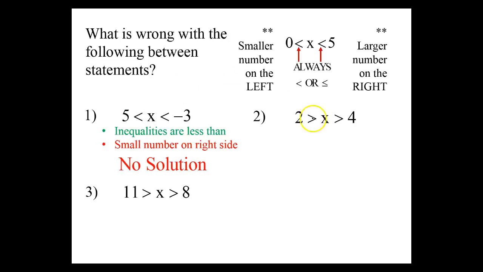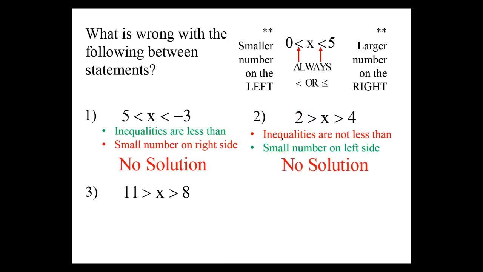And same thing over here. We do have the small number on the left, so that's good. But the inequalities are going the wrong direction. See up here? They must be less than or less than or equal to. So something's wrong with both of these for the same reason, no solution.